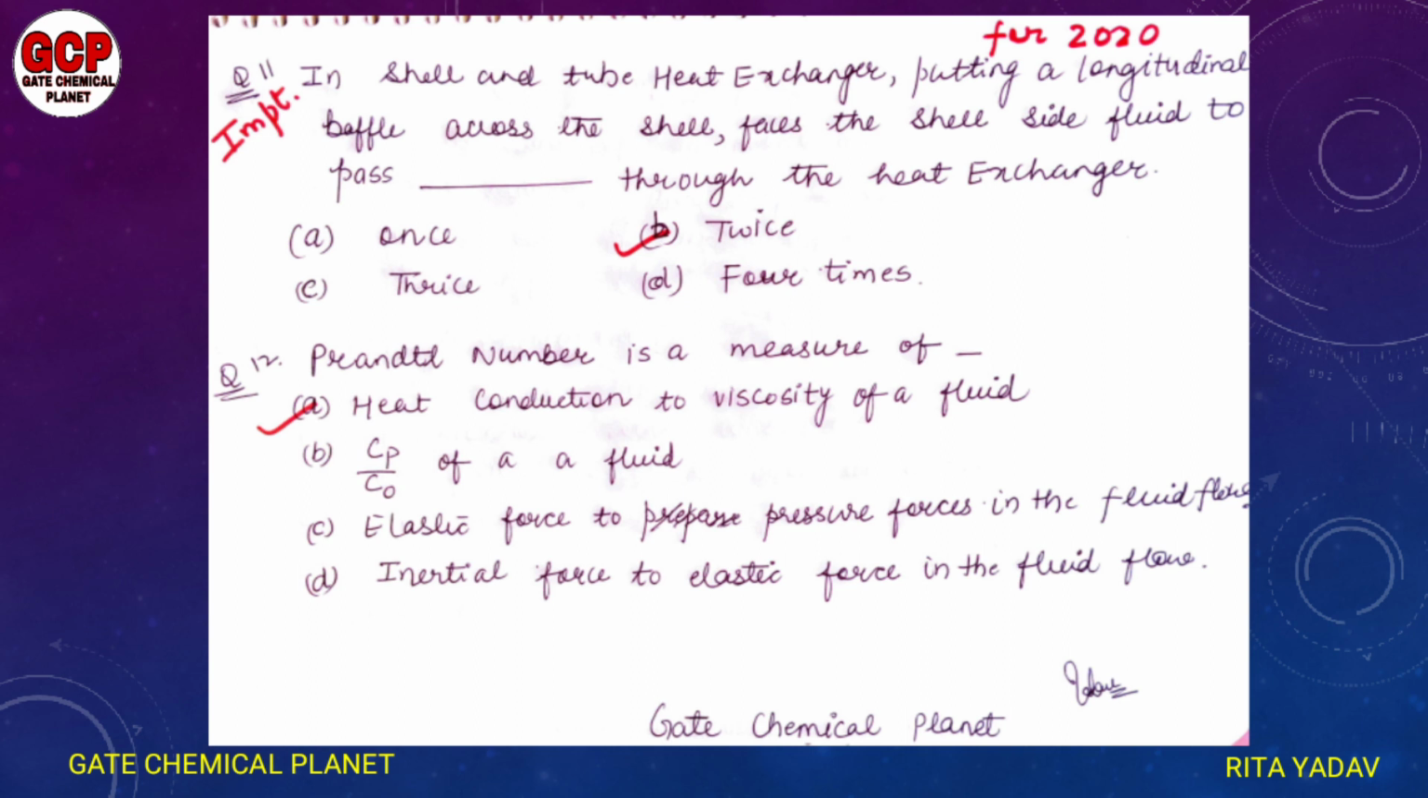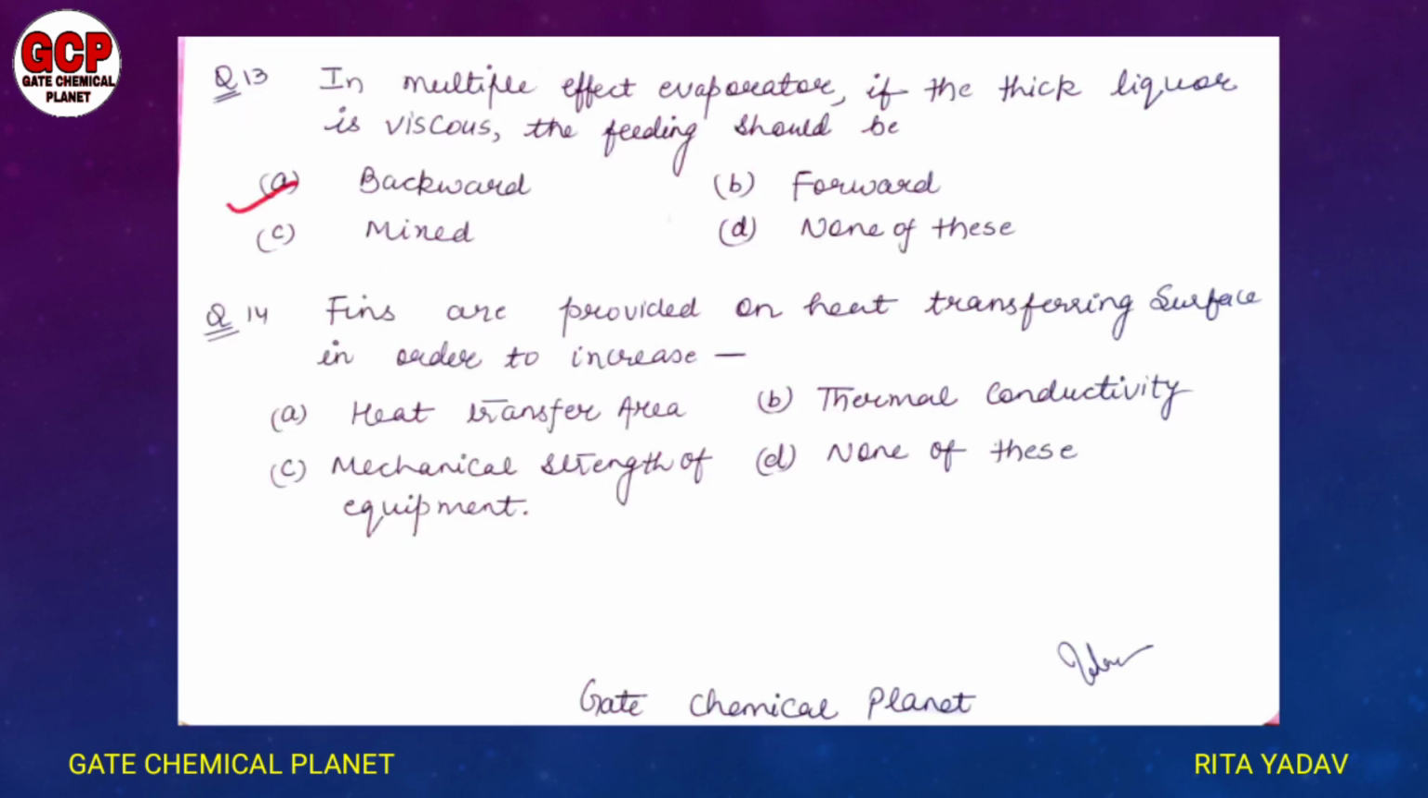The next question is: Prandtl number is a measure of what? Prandtl number is a measure of heat conduction to the viscosity of the fluid. Basically, the Prandtl number equals mu Cp by K. Just learn the value of the Prandtl number, mu Cp by K. So the correct answer is option A. Now move to the next question.